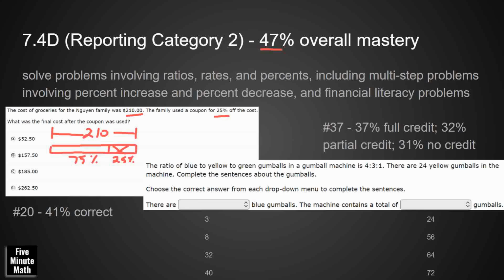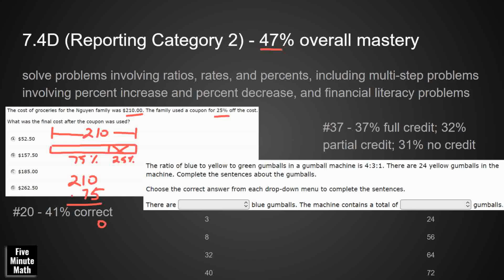So if I wanted to, I can calculate 25% of 210 and then subtract that from 210. Or I can save it to just one step and just realize that if there's 25% off, that means I'm paying 75% of the price. I just want to multiply 210 by 75% or 0.75. And that will give me the exact same answer.